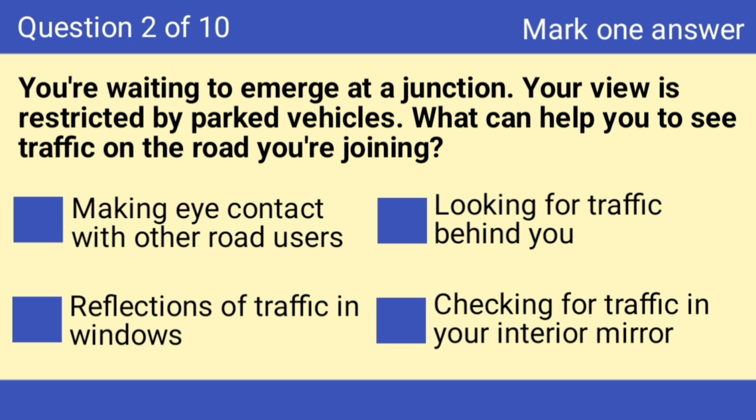Question 2. You're waiting to emerge at a junction. Your view is restricted by parked vehicles. What can help you to see traffic on the road you're joining? Making eye contact with other road users. Reflections of traffic in windows. Looking for traffic behind you. Checking for traffic in your interior mirror.